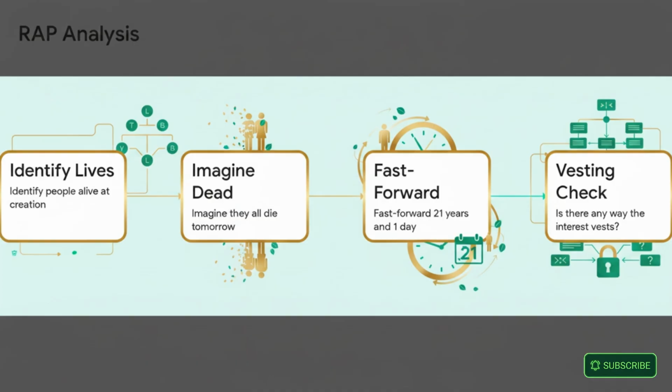So how do we solve this? Well, if you follow this precise, admittedly slightly morbid 4-step process, you can mathematically dismantle any rule against perpetuities problem. First, identify the people alive when the interest is created. Second, and this is literally how bar prep courses teach it, imagine they all die tomorrow in a fiery crash. Third, fast forward exactly 21 years and 1 day. If there is any logical possibility, no matter how incredibly remote or absurd, that the interest vests on that day or later, the future interest is completely void.